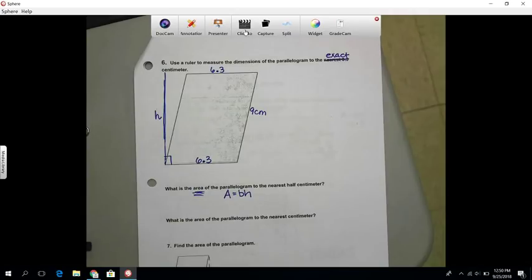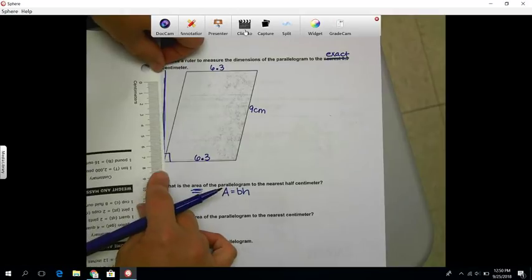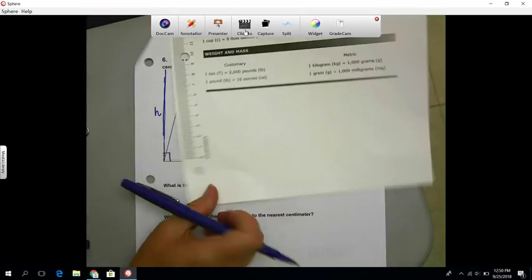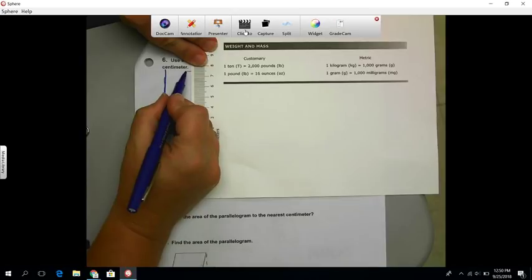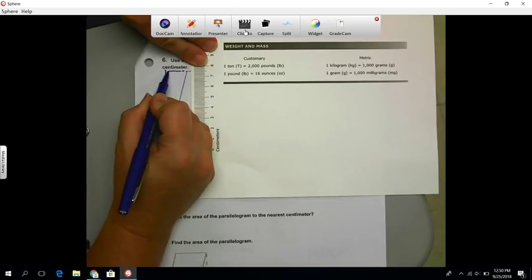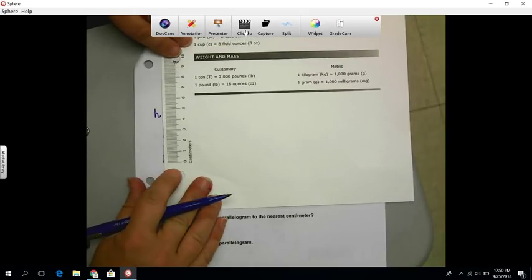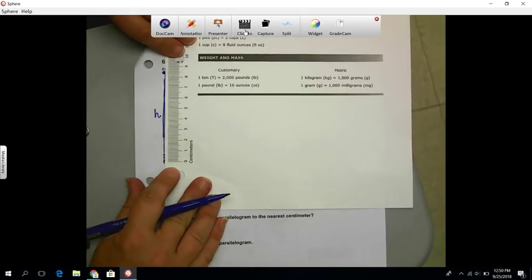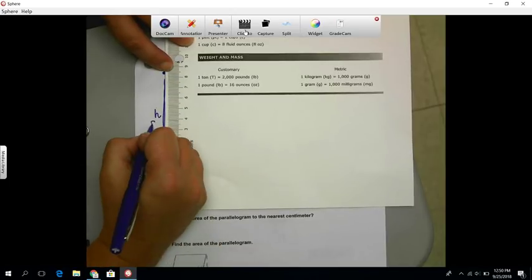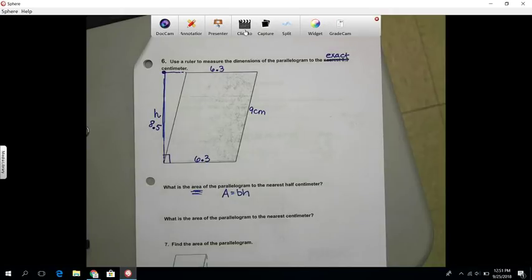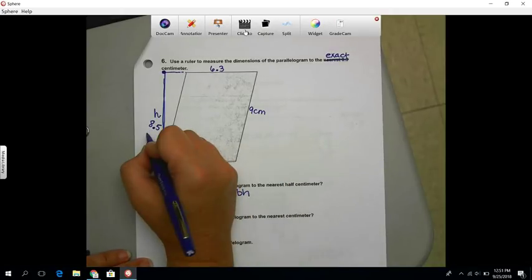So now, right here in centimeters, let's go to the 0. We're going to make sure this goes all the way even across right here. And we're going to measure from the 0 up. And it looks like we are going to be at, this would be 8.5. So my height is 8.5. Okay? So now we're ready to do, this is my base, this is my height.